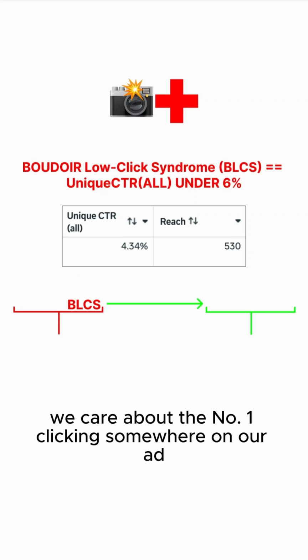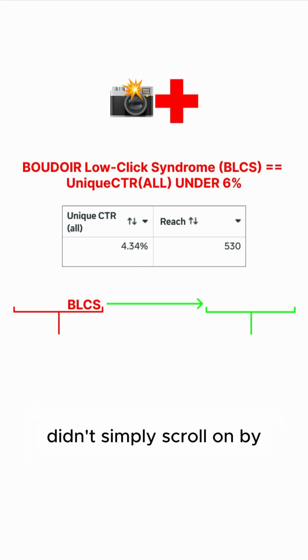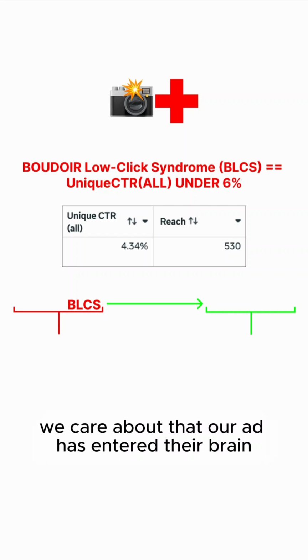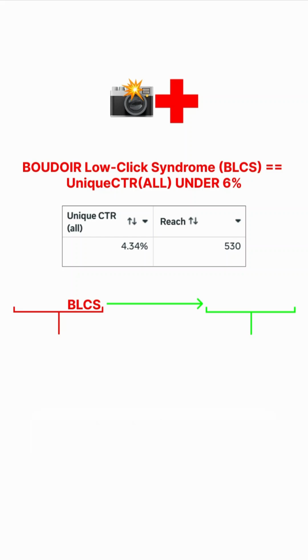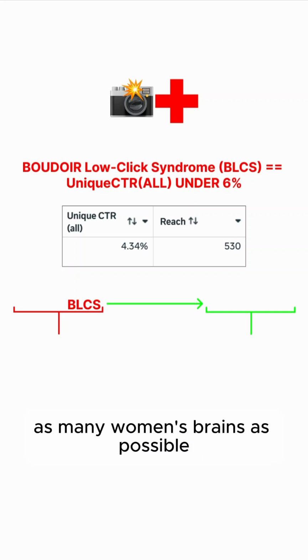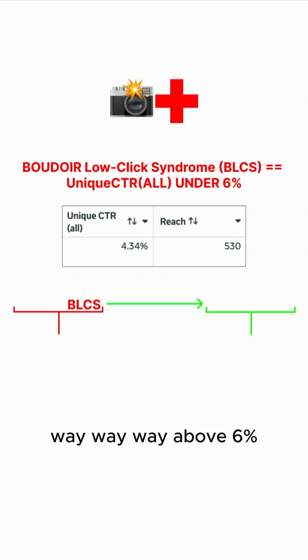Now we care about the number of women clicking somewhere on our ad because that means, since they didn't simply scroll on by, that our ad has entered their brain. And we care about that, because that's the only way they'll ever buy from us. So we've got to get our boudoir Facebook ads into as many women's brains as possible. So we've got to get this number as high as possible, way, way, way above 6%.